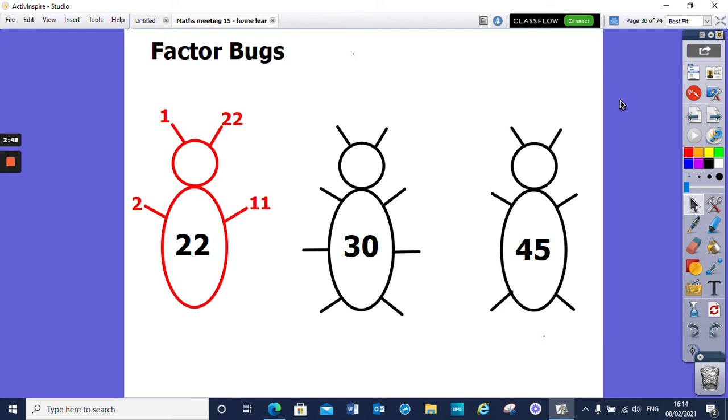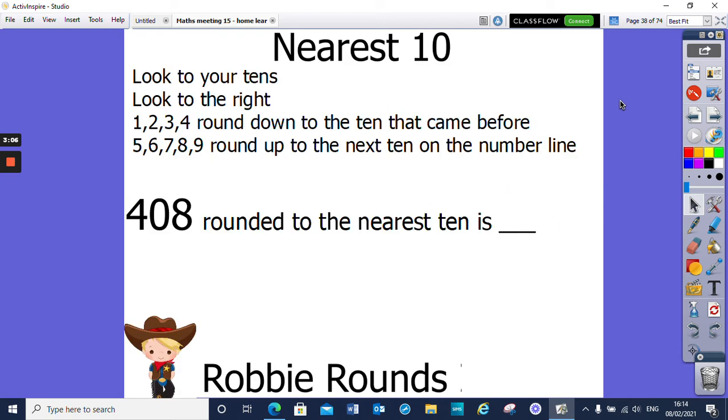Okay, let's have a look at 30 now. 1 and 30. 2 and 15. 3 and 10. 5 and 6. 45 now. 1 and 45, 3 and 15, 5 and 9. Well done if you got all three factor bugs correct.